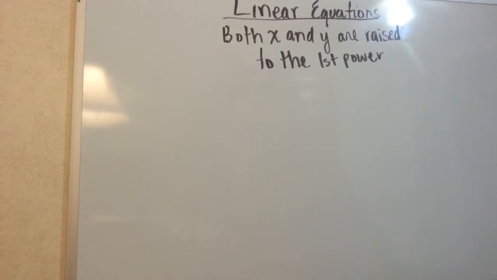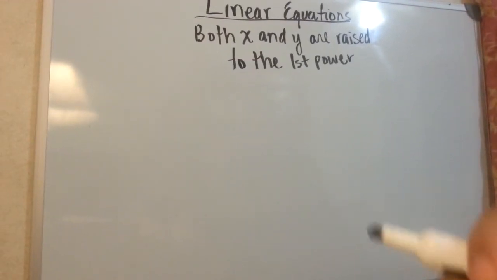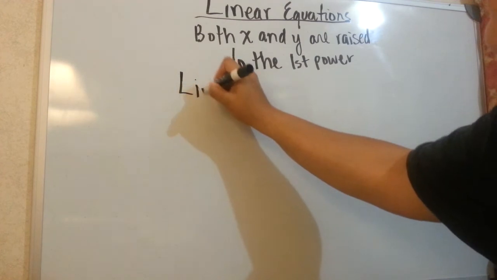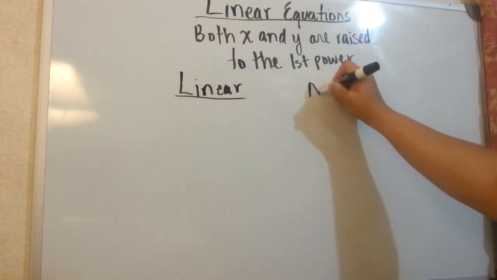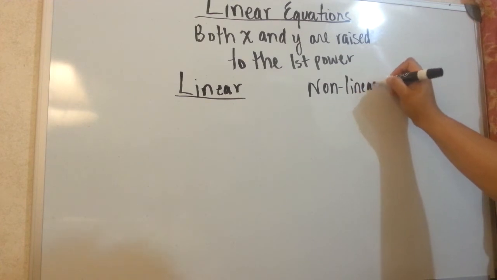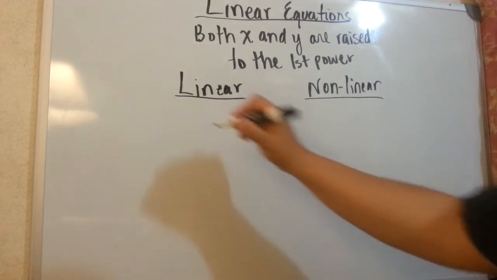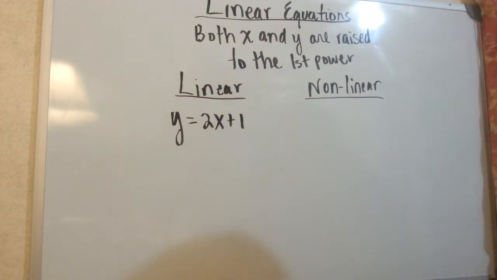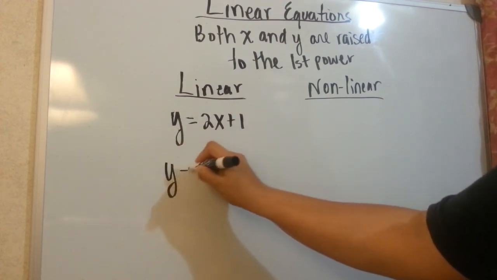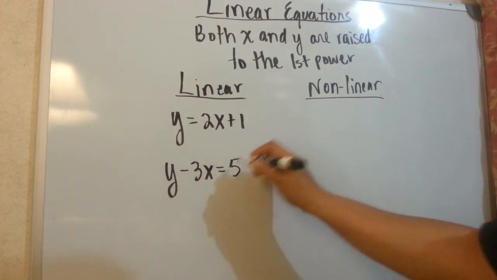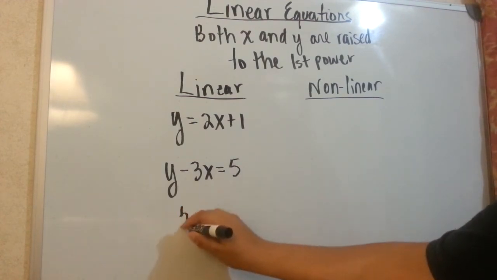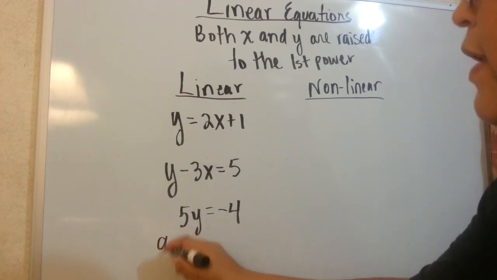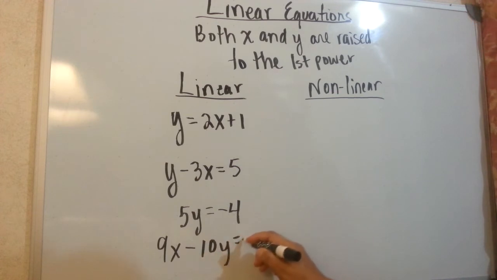Alright, so how do you know if you have a linear equation? You have a linear equation when both the x and the y are raised to the first power. So, for example, these would be examples of linear, and this is nonlinear. A linear equation is something like y equals 2x plus 1. The y is to the first power, the x is to the first power. Y minus 3x equals 5. 5y equals negative 4, or 9x minus 10y equals 3.